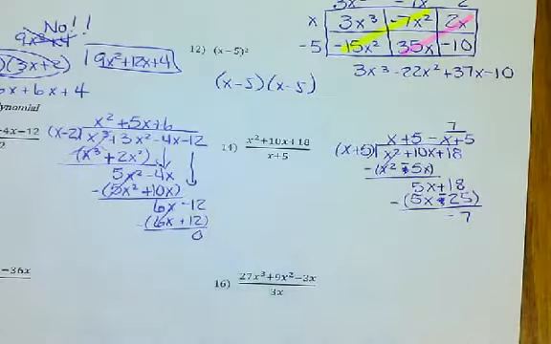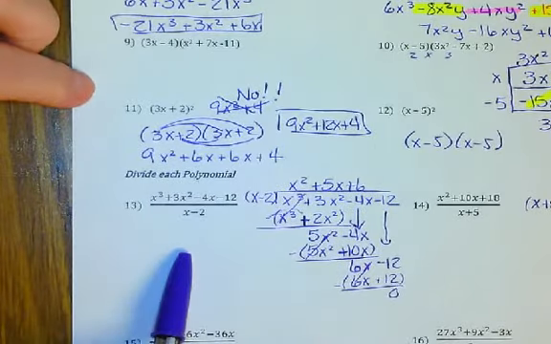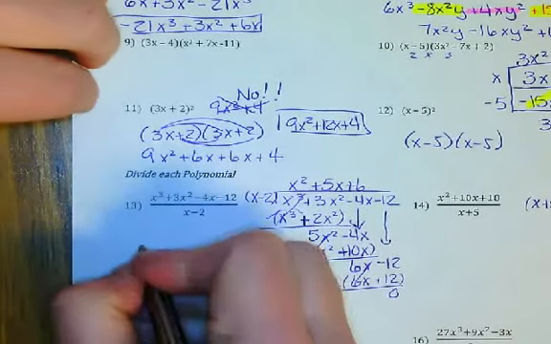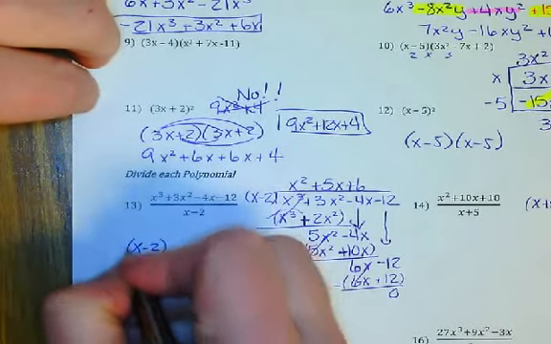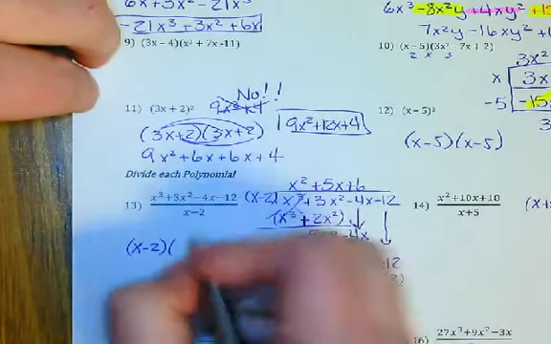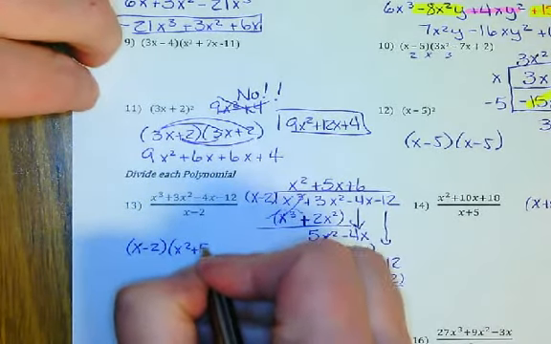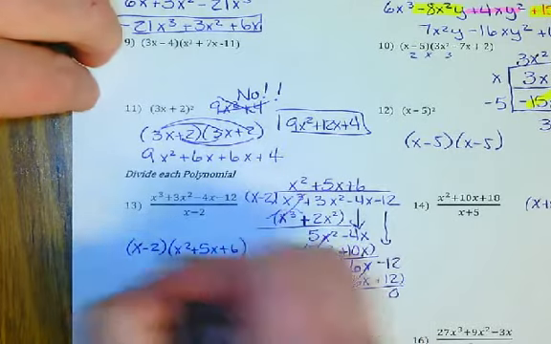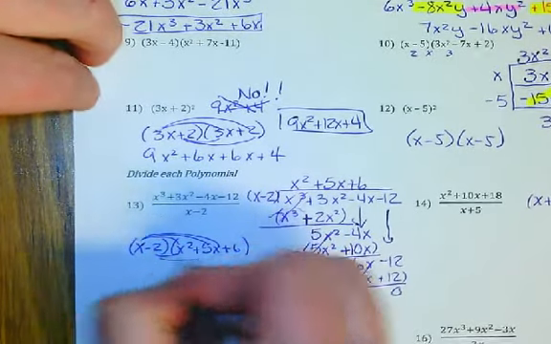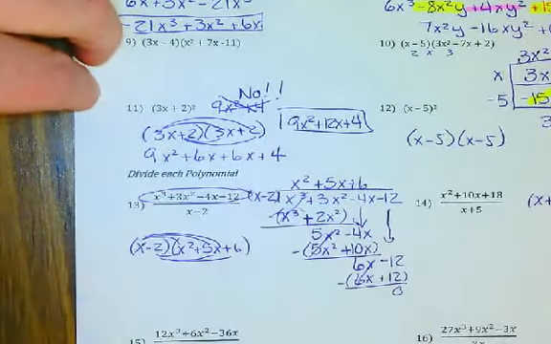Now remember, on these, not so easily with the ones that have the remainder, but on this one, if you wanted to check your answer to make sure you were right, you would just take that x minus 2 and multiply it by your answer. And once you multiply it here, you should get right back to that. Okay, and that's a good way to see if you're right.